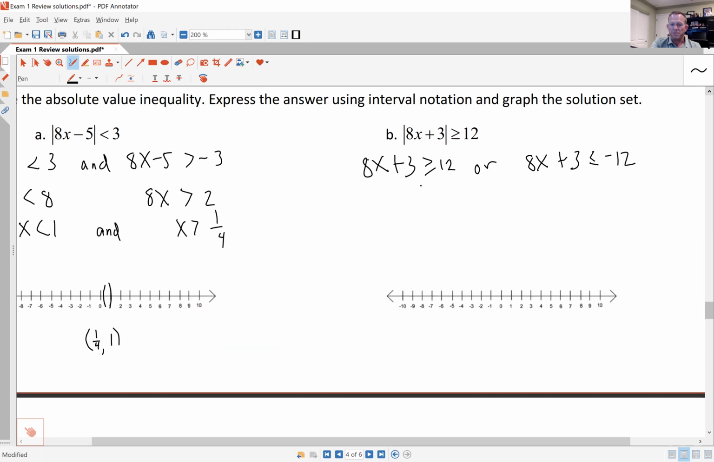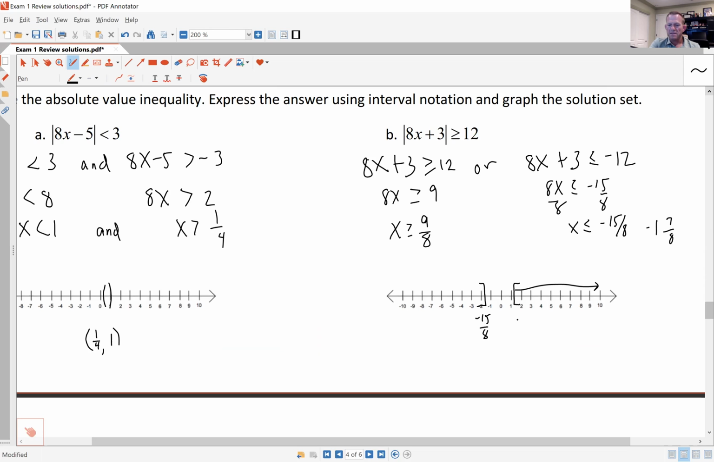Here we subtract 3 from both sides. 12 minus 3 is 9. Or x is greater than or equal to 9/8, so just a little bit to the right of 1. Subtracting 3 from both sides, giving us -15, and dividing by 8. That is -1 7/8, so that's pretty close to -2, but on the other side here. There's my -15/8. There's my 9/8.